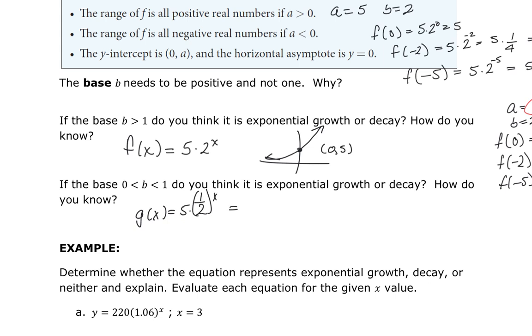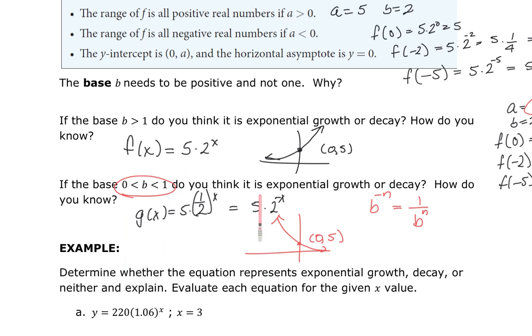Well, this is the same thing as 5 multiplied by 2 raised to the negative x, because we have this rule that if I have some b raised to a negative n, this is 1 over b raised to the n. So if b is a fraction between 0 and 1, it's going to be decreasing from left to right. It's going to look something like that. It's still going to cross in this case at 0, 5. So we know that if the base is a fraction between 0 and 1, or if the base is bigger than 1, that is going to determine whether it's increasing or decreasing.